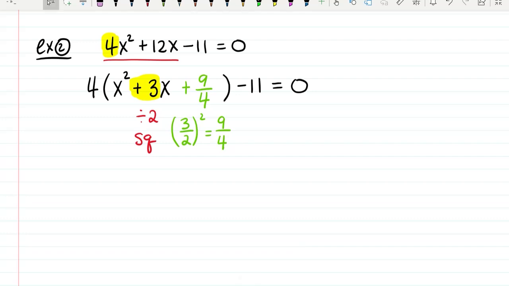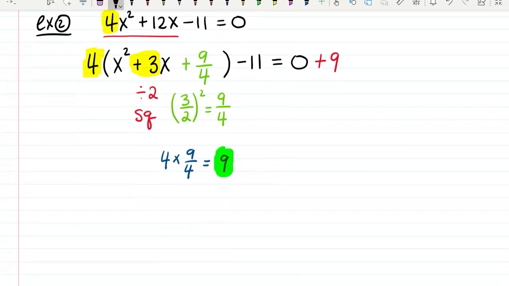So that number is something that we added, but since there is 4 in front of the brackets, the actual number that we added to the left side of the equation is 4 times 9 over 4, which is 9. So this is the actual number that we added to the equation. So we did adding to the left side of the equation. We would have to do the same thing to the right side of the equation to make it even. So we're going to add the 9 to the right side of the equation.